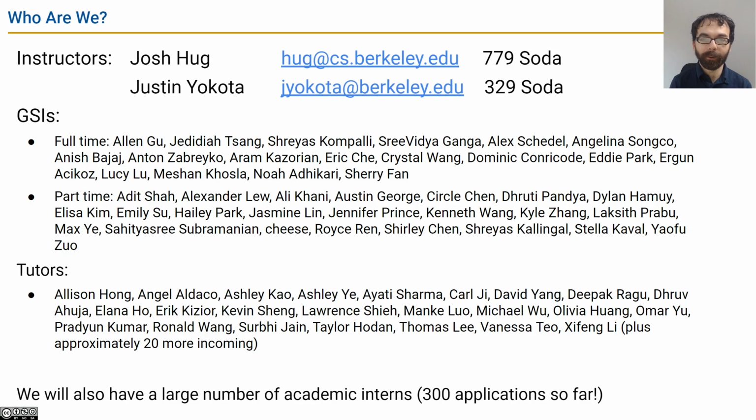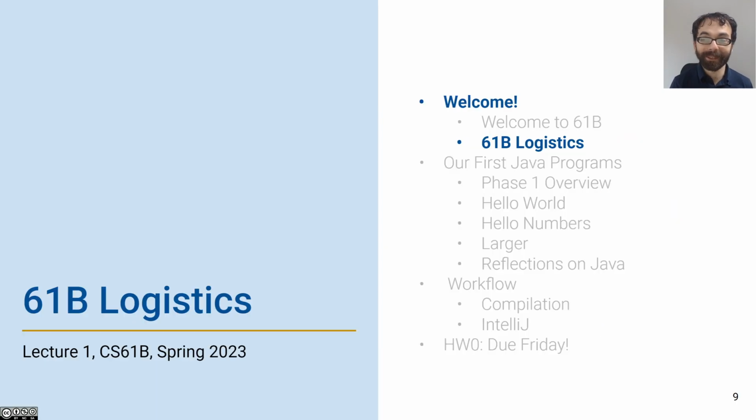And lastly, I'll say a little bit about who we are. So I'm Josh. My co-instructor Justin is going to be a little more behind the scenes, doing things along the lines of writing exams and pushing forward some features of the projects. And then, of course, we have a massive team of GSIs and tutors and academic interns that are crucial to support us because we have 1,775 people enrolled. So that's 61B in a nutshell. Next we'll jump into, in the next video, some logistics.